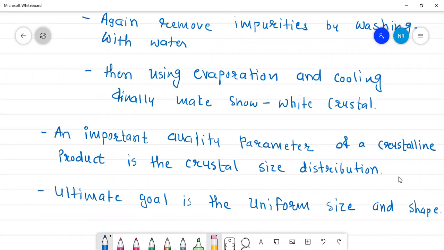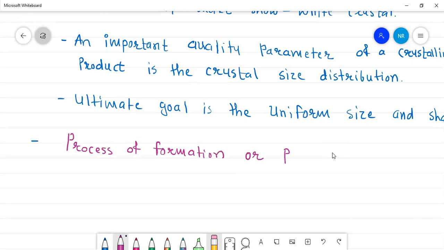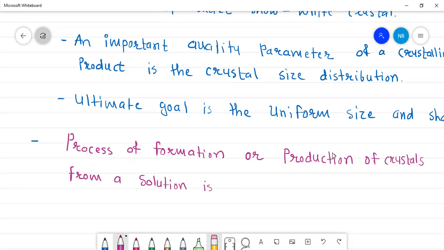So now we see the definition of crystallization. The definition of crystallization is the process of formation or production of crystal from a solution is called crystallization.